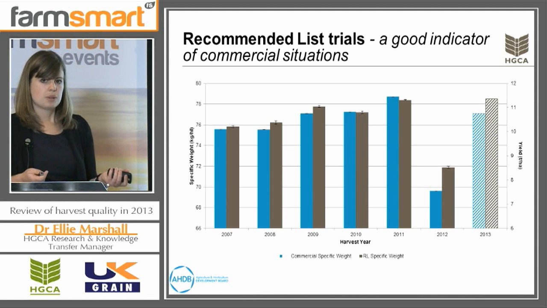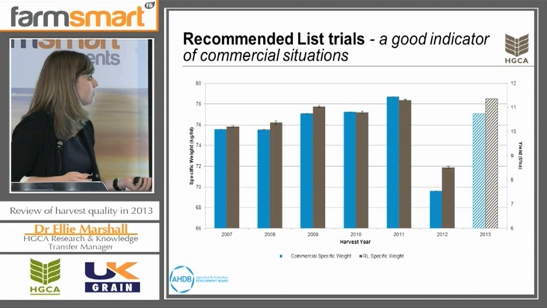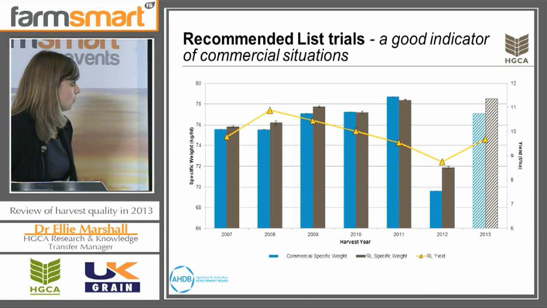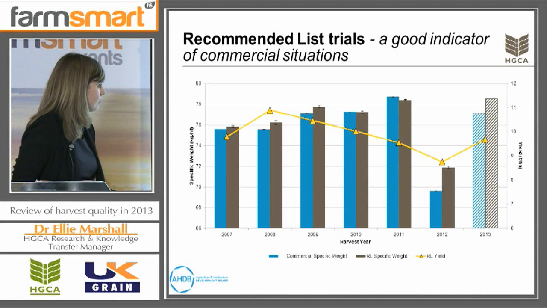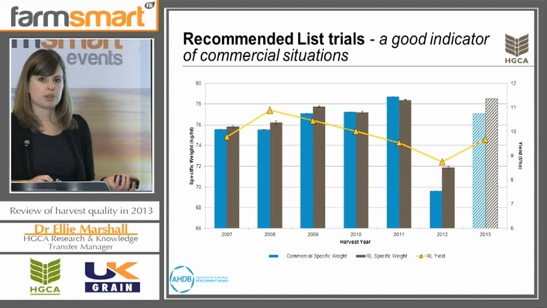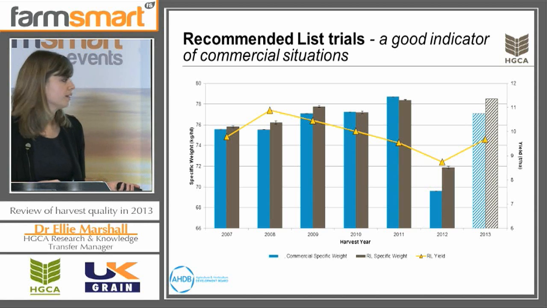But of course, quality isn't the only driver when you're growing your crops. One of the most important factors is, of course, yield. If we're to map the yields of the crops onto this, in the yellow line against the yield axis, we see that specific weight does not always follow the yield closely.